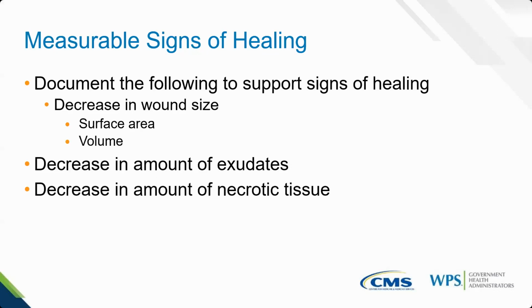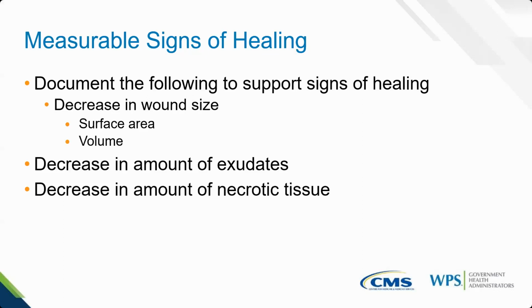Our first error that we'll talk about is in missing or unclear documentation of the measurable signs of healing. A common question we receive regarding documentation is, does potential to heal documentation have to be specific in regards to good, fair, or poor language? Or does the documentation that a wound is anticipated to heal in 3 or 4 weeks meet this criteria?